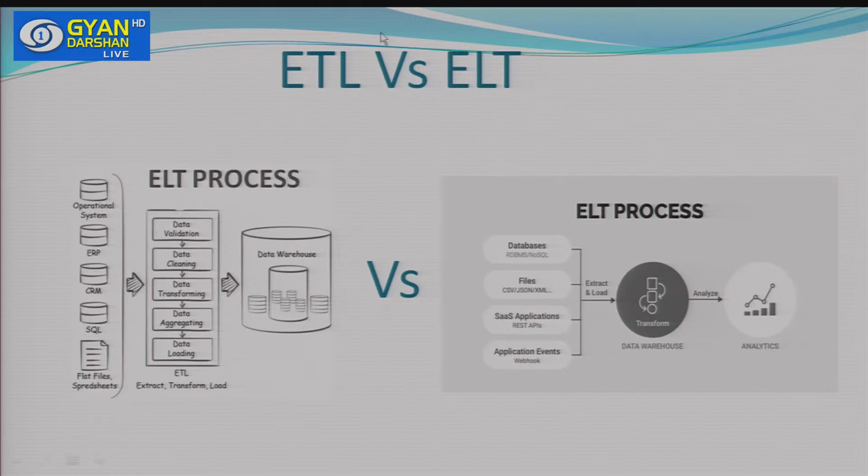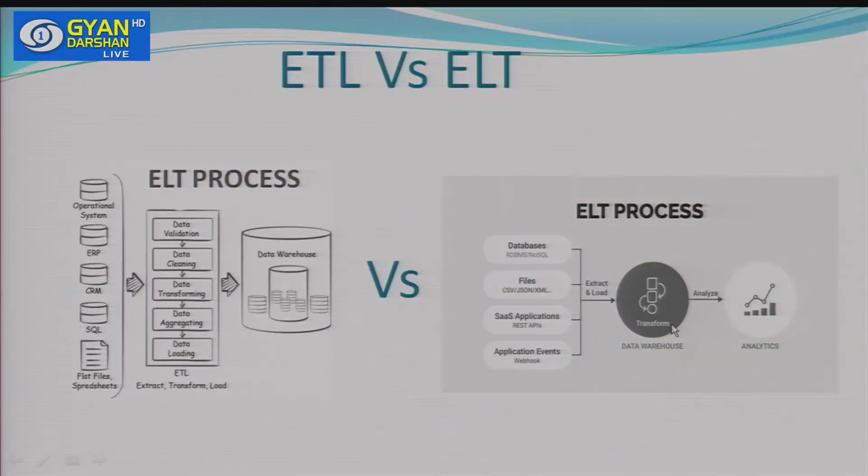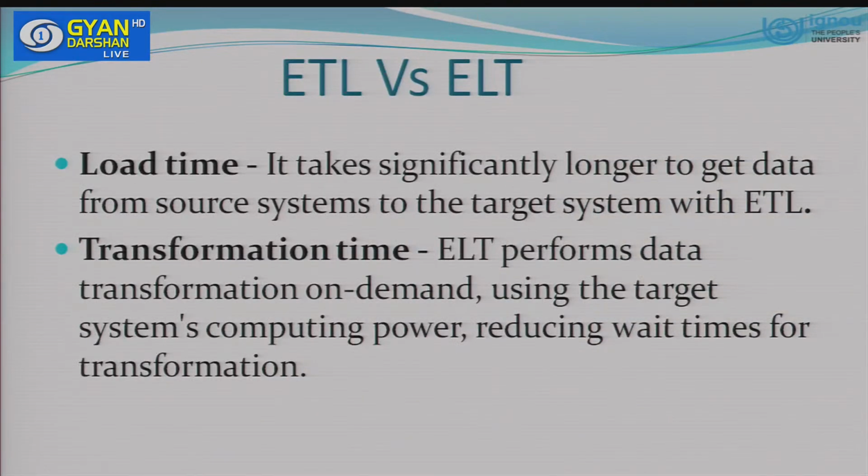You can see here, the left-hand side shown is the ELT process, and the right-hand side is the ETL process. In the ETL process you can see extract, transform, and then load, and you can call this central area the data staging area. In ELT, only two processes are happening: extraction is one process, and loading and transformation are clubbed together into the second. When comparing load time, it takes significantly longer to get data from source systems with ETL, and very little time with ELT.